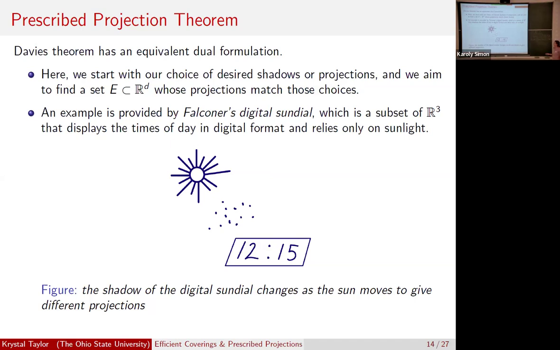There's this nice example of Falconer that I guess you can order online even now: the digital sundial. The shadow of the digital sundial changes as the sun moves to different projections. So here our projections are the times of day, and we're seeking this set, our dust set, so that when the sun shines through, we get our desired projection.